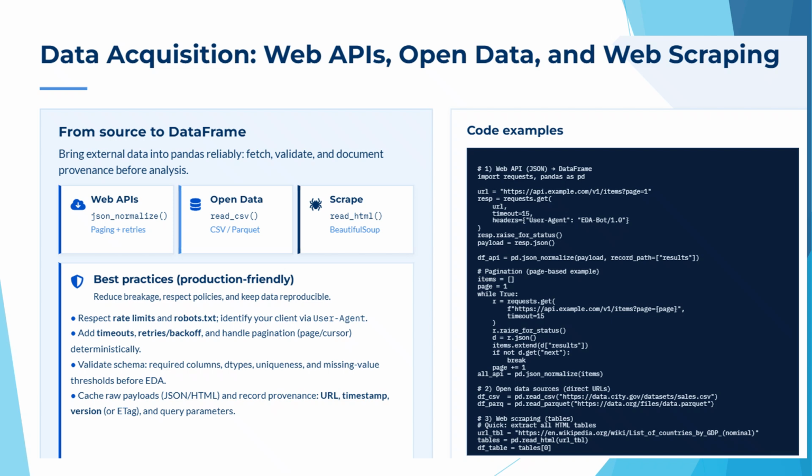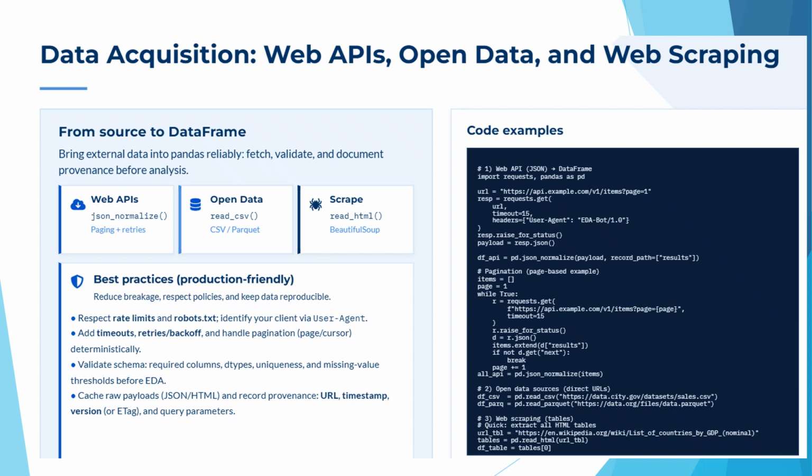This process is not just about collecting data, but also about ensuring its reliability and quality before analysis begins. Data can come from various sources such as web apps, open data sets, or web scraping, and each source requires specific handling techniques. Once the data is fetched, it must be validated to check for correctness, completeness, and consistency. Additionally, documenting the provenance of the data, such as where it came from, when it was collected, and under what conditions, is essential for reproducibility and trust.